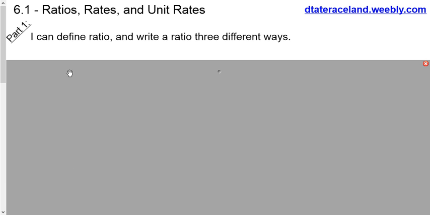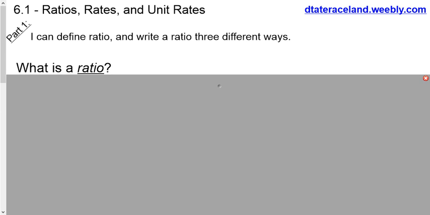Brand new unit. We're going to take a look at ratios, rates, and unit rates today. But we're going to break it down into 3 lessons. So let's just focus on ratios, okay? After today's lesson, you should be able to define what a ratio is, and you should be able to write a ratio down on your paper anytime that you're asked to.